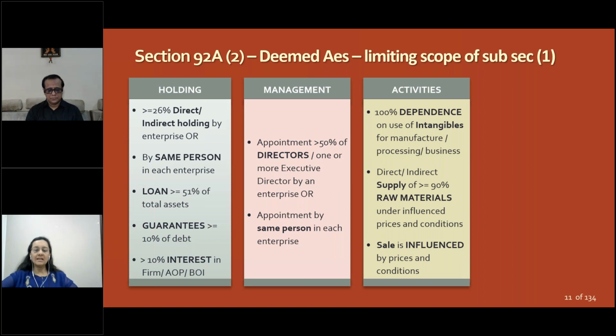The third is there's an activity based criteria which makes two enterprises or multiple enterprises associate enterprises. The first is 100% dependence on the use of intangibles for manufacturing process and businesses. Now here you'll notice that the language of the Act is only for 100% intangibles for manufacturing, processing or business. So where there is not 100% dependence on intangibles, or the intangibles are for a service sector, there this criteria is not fulfilled.